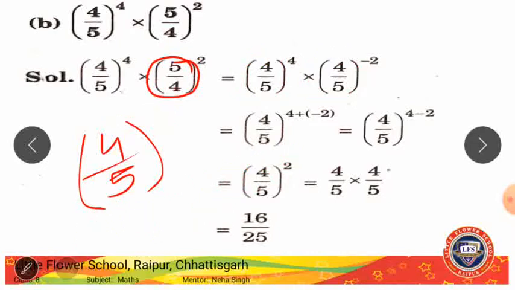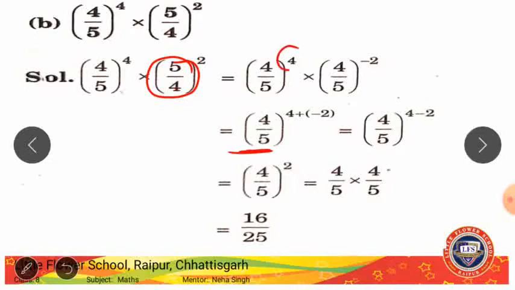4 by 5, as it is mentioned, and the power is 4 plus minus 2. Since the power is minus 2, we will write it in brackets. Whenever two signs come together, we write the sign in a bracket. In integers we have studied that plus minus is minus. So here it will be 4 minus 2, which is 2.